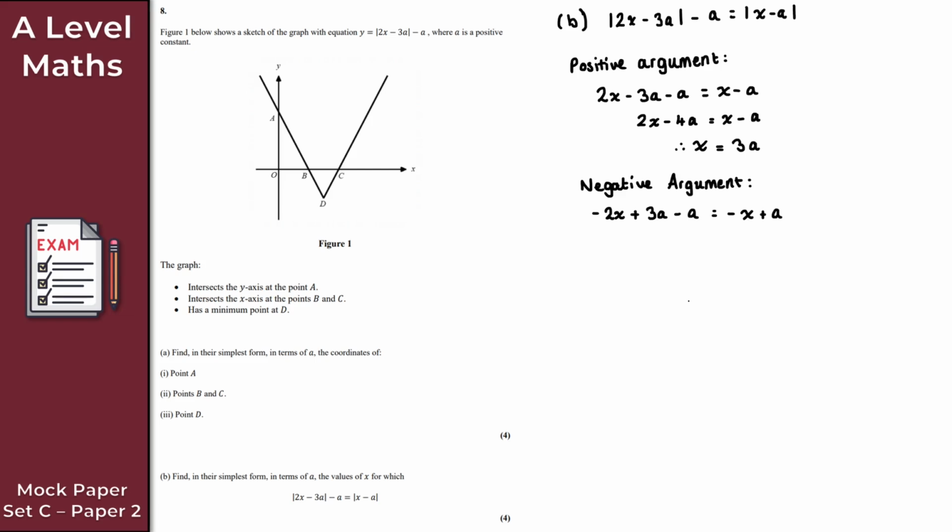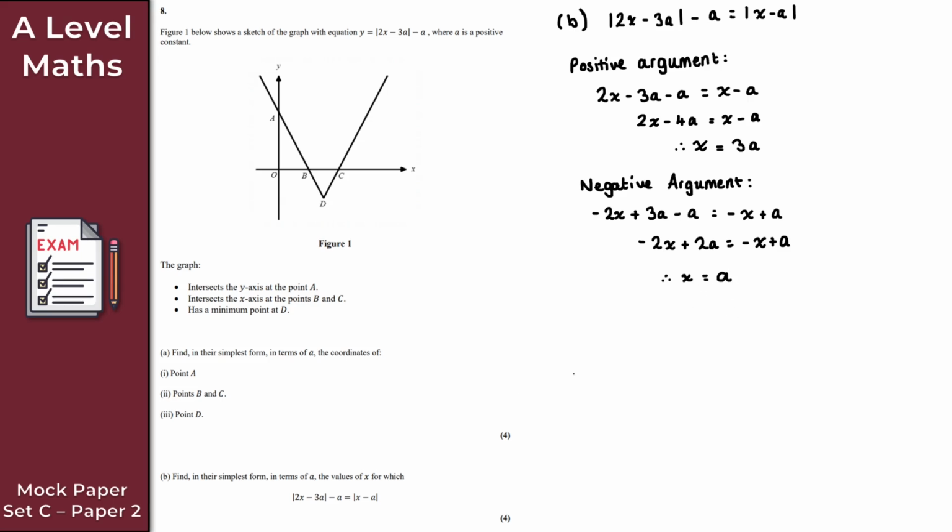Okay. Again, all we need to do here is just solve for x. On the left-hand side, I get minus 2x plus 2a is equal to minus x plus a. So let's just add 2x to both sides and also subtract a off both sides. So minus x plus 2x just gives me x, and then 2a minus a just gives us a. Okay, and in that case, x is equal to a.